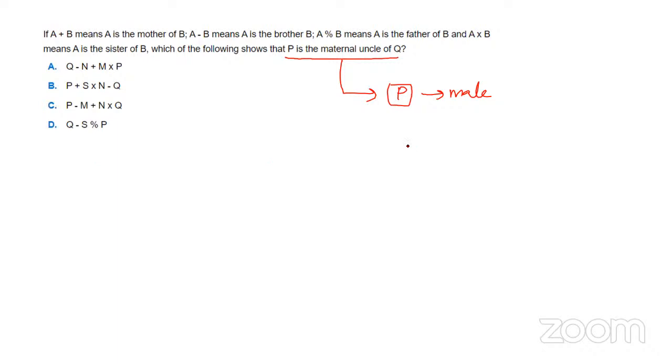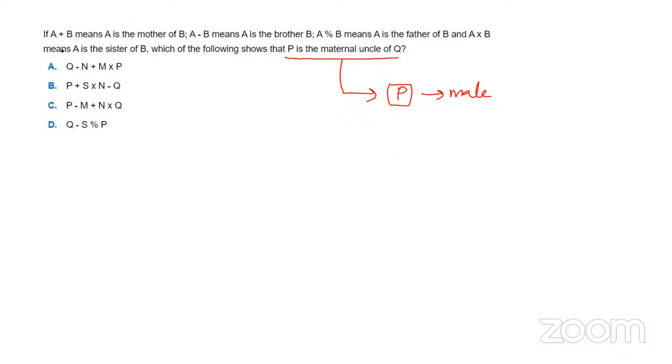So if the gender of P is not male, we can clearly eliminate that option. That won't be your answer, because your final answer says that P is the maternal uncle. That means P's gender should be male. So if in the answer options you can identify that the gender of P is not male, you can clearly eliminate that option. That's one of the strategies or shortcuts that you can use in symbol-based blood relation questions.